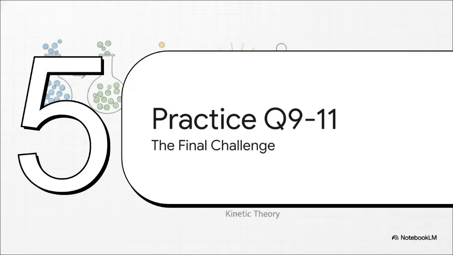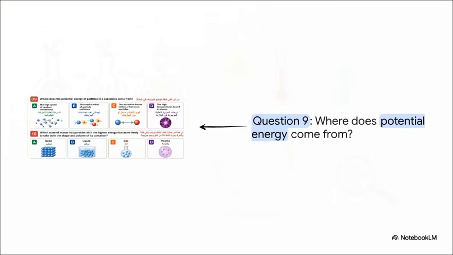Here we go. Section 5. Practice questions 9 through 11, the final challenge. Question 9. Where does the potential energy of particles in a substance come from? We know kinetic energy is all about motion, but what about potential? Think about the invisible pull, almost like a stretched rubber band or a tiny spring between particles. The distance and that magnetic-like pull between them is exactly where potential energy hides, so C is our answer, the attractive forces.